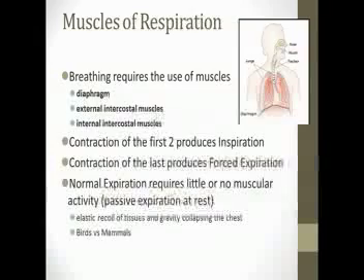Muscles of respiration. Breathing requires the use of muscles. There are 3 main muscles used in breathing: the diaphragm, external intercostals, and internal intercostals. The contraction of the diaphragm and the external intercostals produces inspiration, so it increases the volume in the thoracic cavity. Contraction of the internal intercostals produces forced expiration, so it decreases the volume. Normal expiration requires little or no muscular activity. It's passive at rest. The elastic recoil of tissues and gravity collapses the chest.